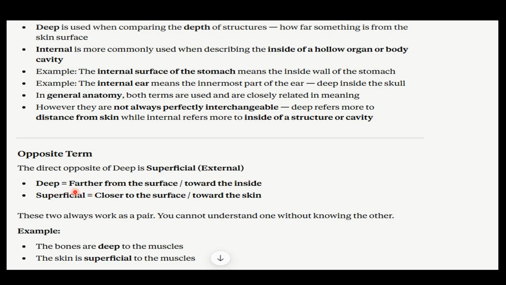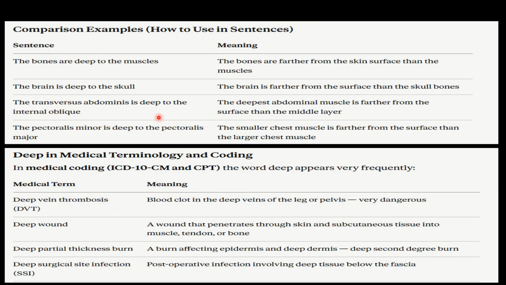So we can say that deep is farther from the surface toward the inside, and superficial is closer to the surface toward the skin. Okay, these always work as a pair. You cannot understand one without knowing the other one. If we talk about examples, the bones are deep to the muscle, the skin is superficial to the muscle. Now let's see some more examples so that we can easily relate the things.